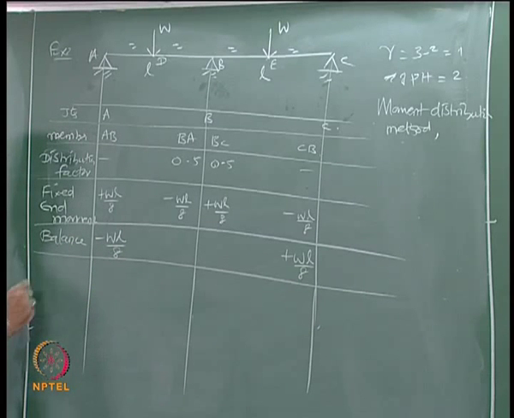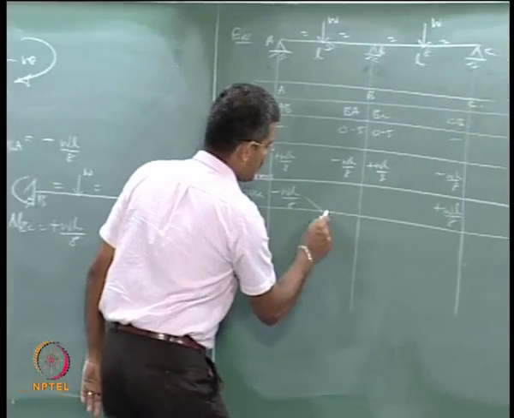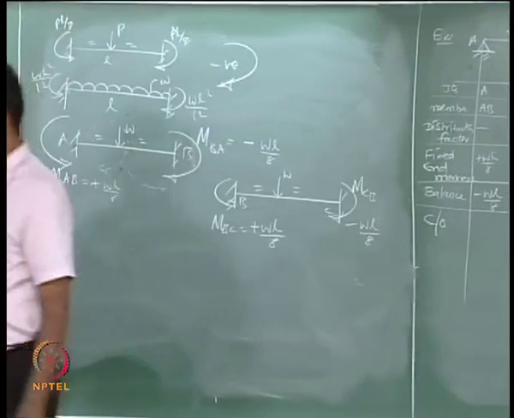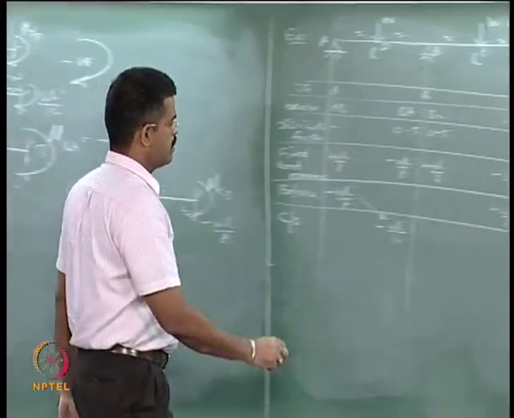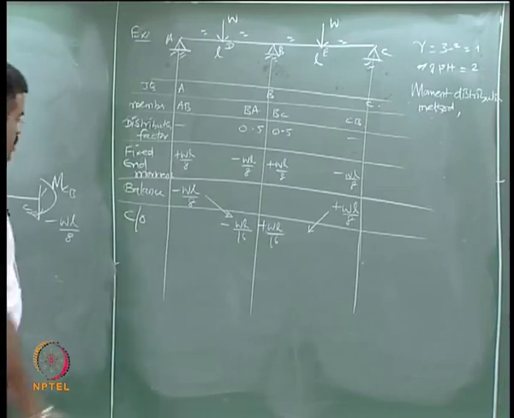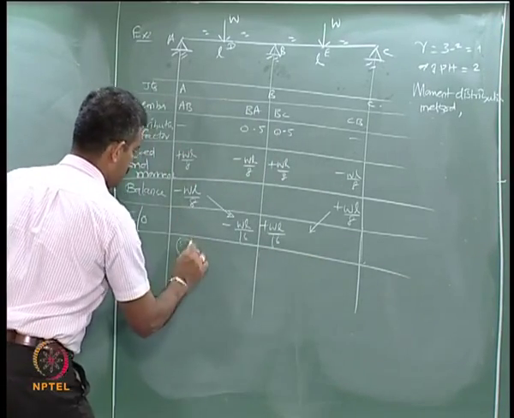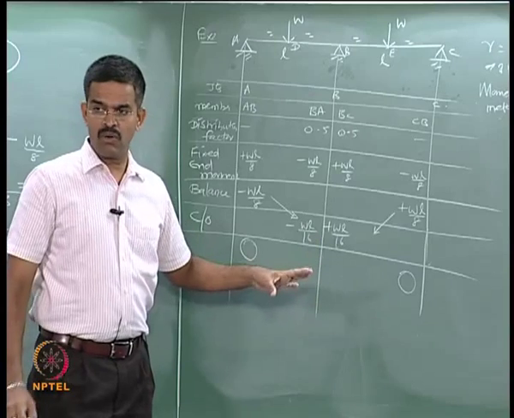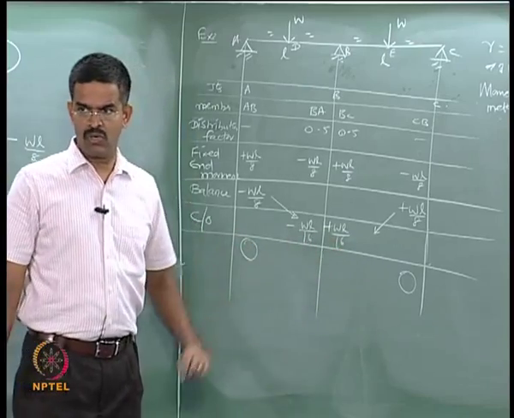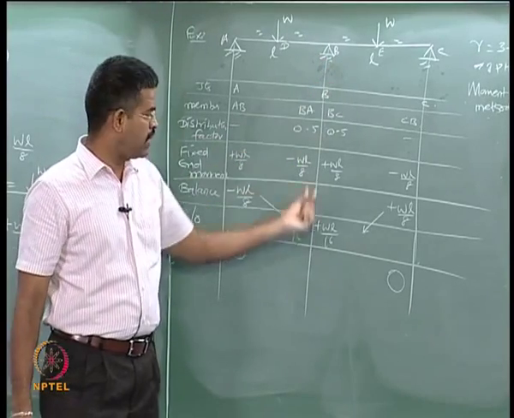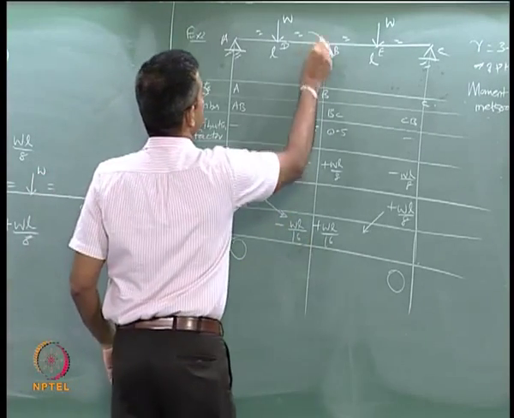Once I balance this, I should also do what we call a carryover. Carryover is 50% of this. So, I must carry over this with minus WL by 16, 50% of that, and this is plus WL by 16. Is that okay? Now, this is balanced 0, this balanced 0, and this is also balanced, but the value is not 0. Now, this is nothing but your MB. What is that value? WL by 16. So, I am marking it here.